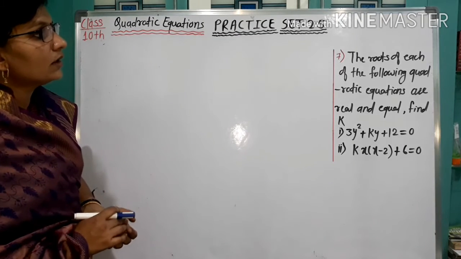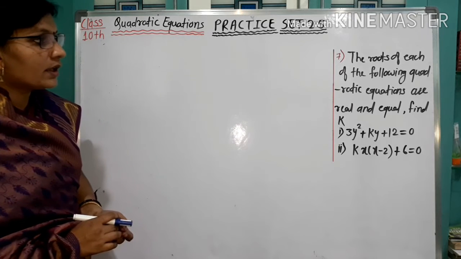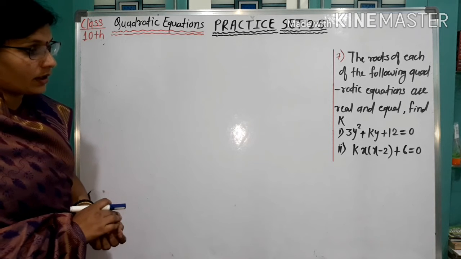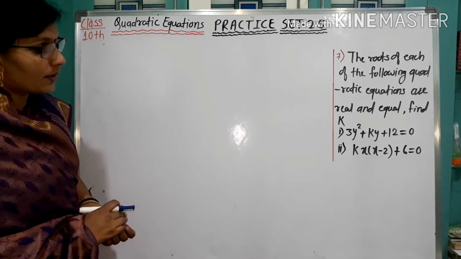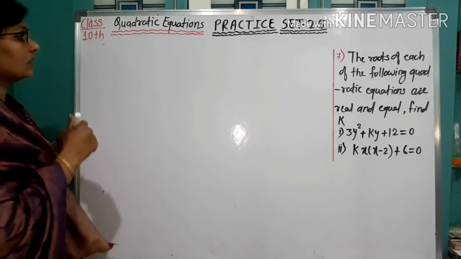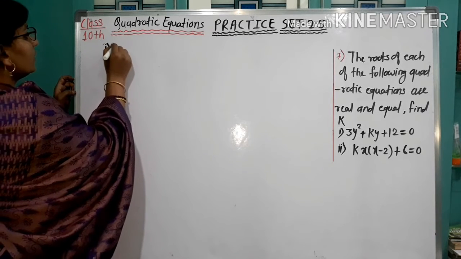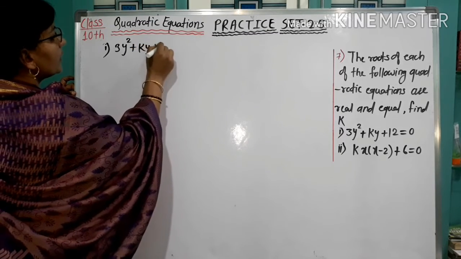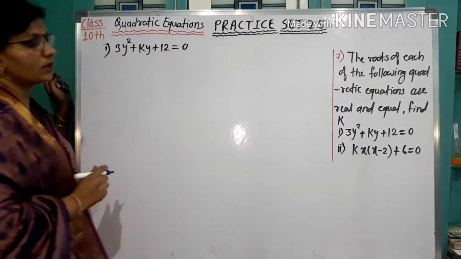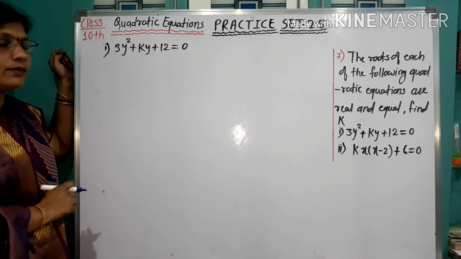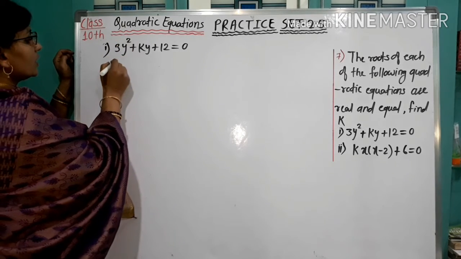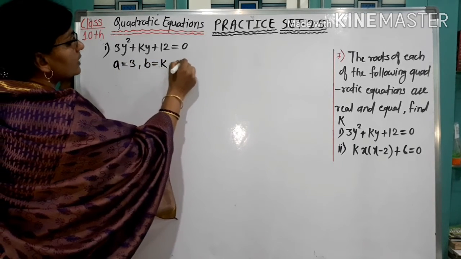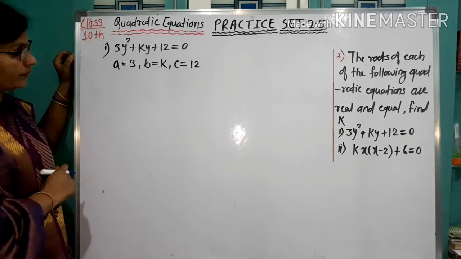Example number 7. The roots of each of the following quadratic equations are real and equal. Then find the value of k. Here we solve the examples one by one. Example number 1. The equation is given as 3y square plus ky plus 12 equal to 0. Here we find the value of k. From this equation, a equal to 3, b equal to k and c equal to 12.